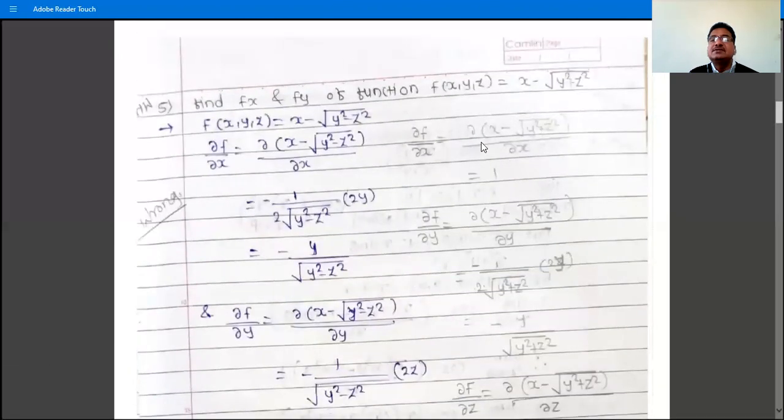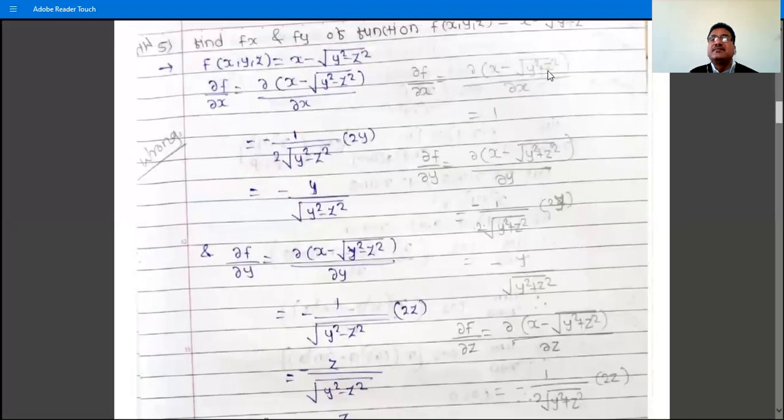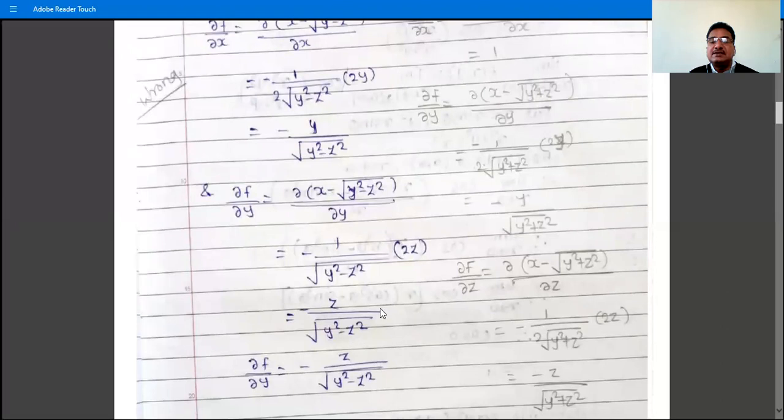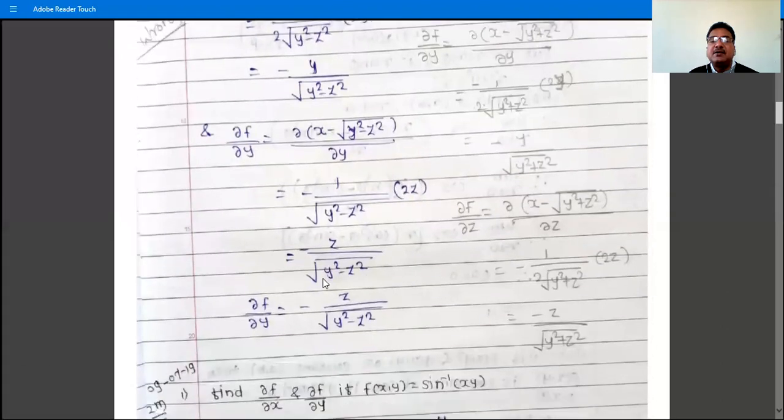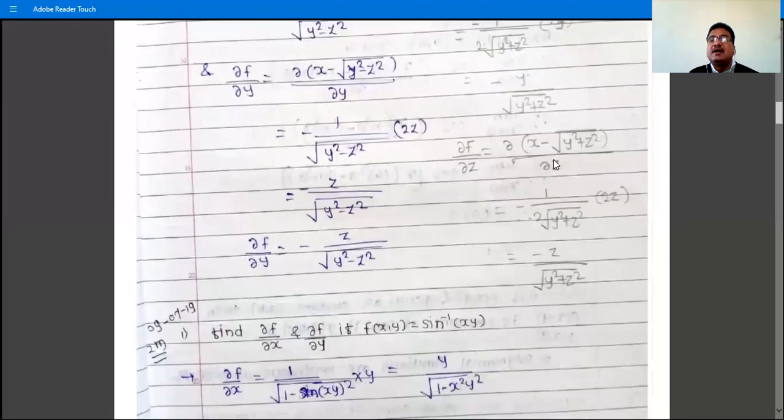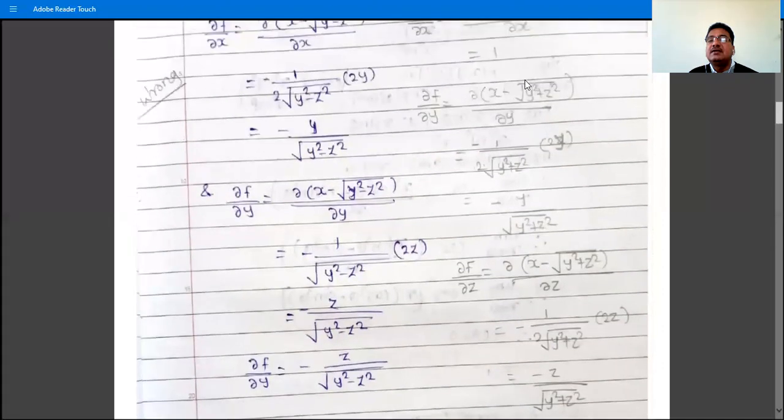So what is del by del x? It is 1, because the derivative of x with respect to x is 1, and the derivative of root y square minus z square with respect to x is 0. So I write the answer as 1. For del by del y, this answer is wrong. This is correct: del by del x is 1, and del by del y is minus y by root y square minus z square. And del by del z is what? The derivative of x is 0, and the derivative of this quantity is minus 1 by 2 times root y square plus z square into the derivative of y square plus z square with respect to z, which is 2z. So this answer is correct.